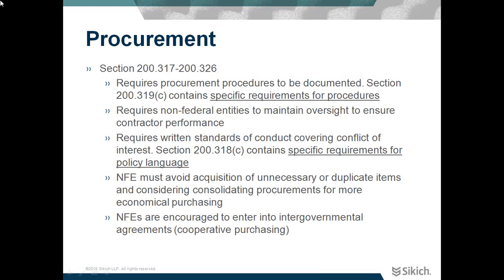It requires, really, any entity that contracts with other non-federal entities, there are certain performance requirements that have to be met. There's some specific language as well found in section 200.318. Really, the goal is to try to avoid acquisition of unnecessary items, making sure that where possible to consolidate some procurements. Obviously, a lot of times it's more economical to do consolidation of procurements, and it also encourages entities that if there are situations where they could go into intergovernmental agreements, really cooperative purchasing, that would be encouraged as well.